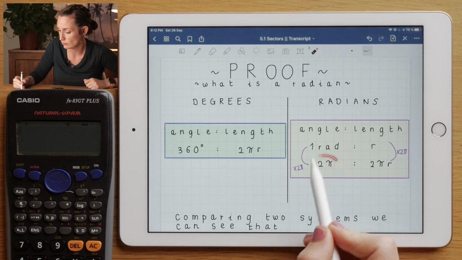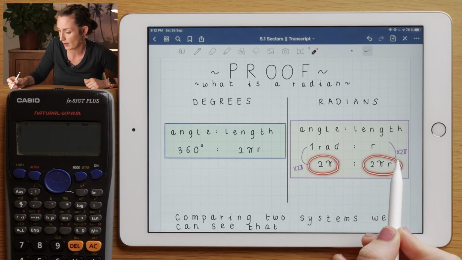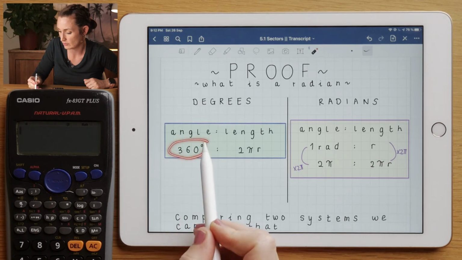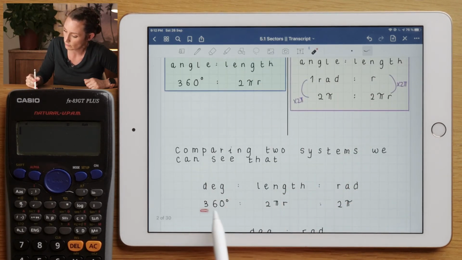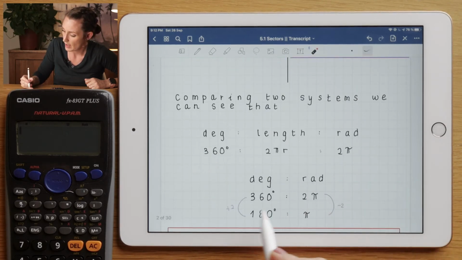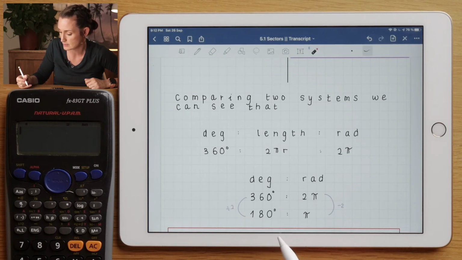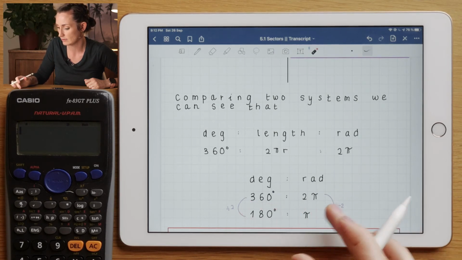So it's fair to say that 2 pi radians is proportional to the full circumference, or 2 pi r, and 360 degrees is proportional to 2 pi r also. That must mean that 360 degrees is equivalent to 2 pi radians. And we can simplify down that ratio slightly by dividing both sides by 2. That gives us a final conversion rate of 180 degrees is equal to pi radians.